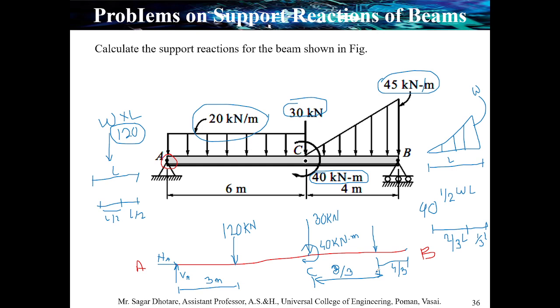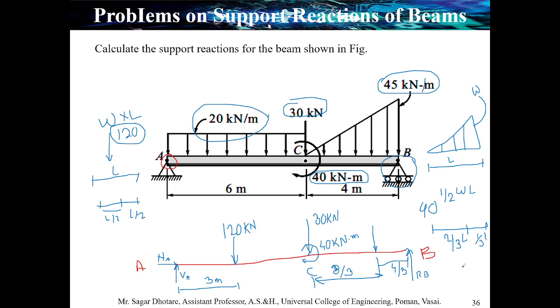One more thing remaining is the support at point B. Which type of support is it? Rolling type. So for a rolling type we need only one reaction, that is RB.